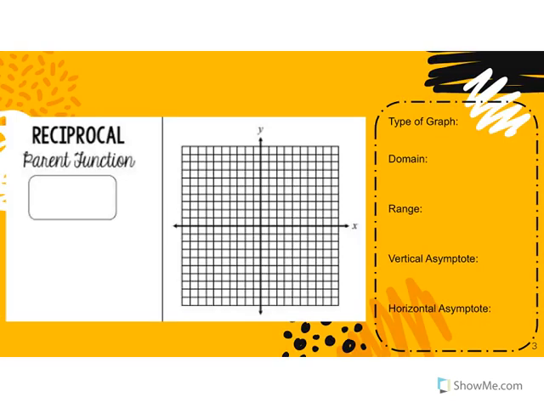For a reciprocal parent function, a parent function means it's the original function where it has no shifts left and right yet. So f of x, remember that stands for y, is actually our function of 1 over x. So the type of graph that we're going to be graphing is called a hyperbola.